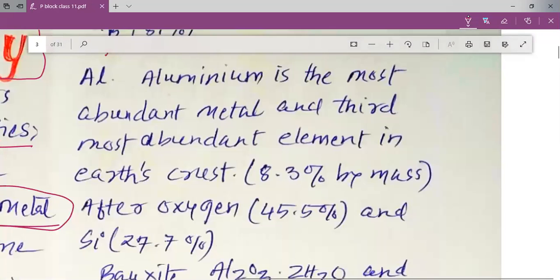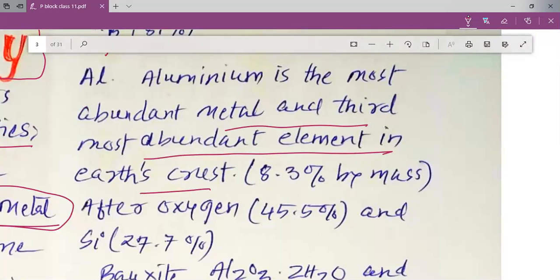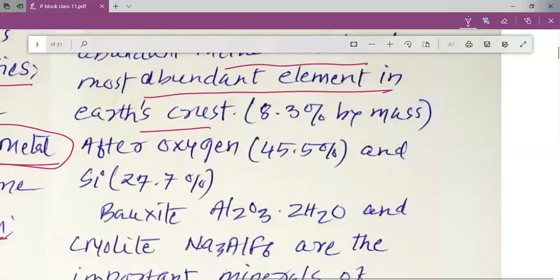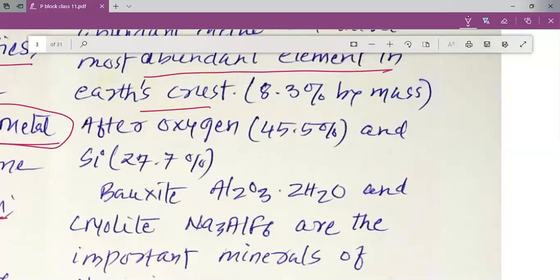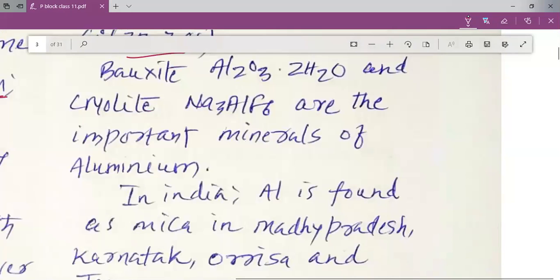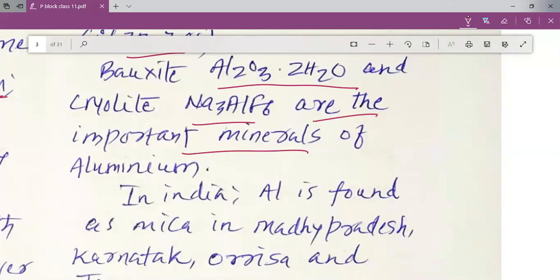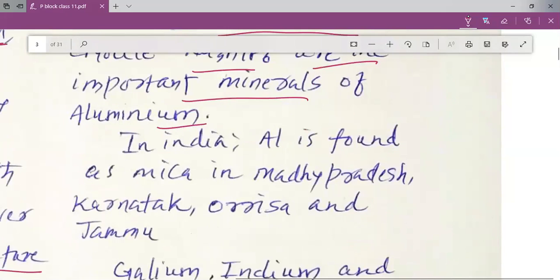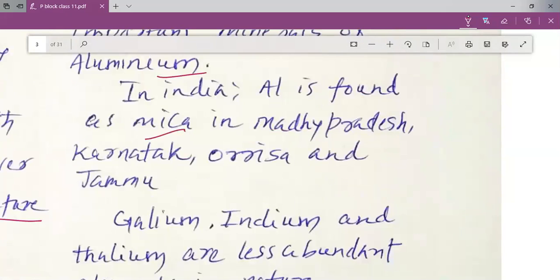Aluminium is the most abundant metal and the third most abundant element in the Earth's crust. Please remember that it is 8.3% by mass, after oxygen, which has 45.5%, and silicon, 27.7% by mass. Now, bauxite Al2O3·2H2O and cryolite Na3AlF6 are the important minerals of aluminium. In India, aluminium is found as mica. Mica is also an ore of aluminium in Madhya Pradesh, Karnataka, Orissa, and Jammu.